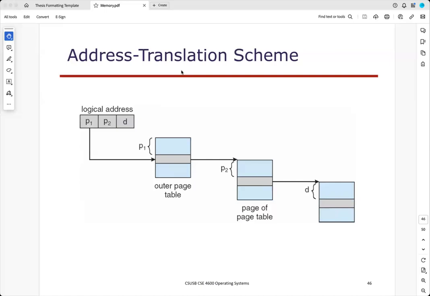This is all about the page table. This video will stop here.